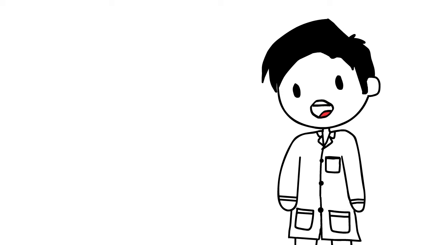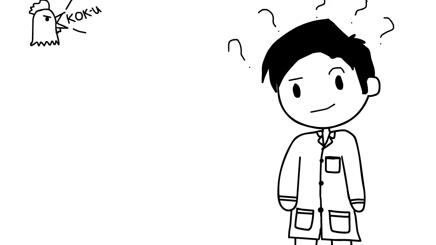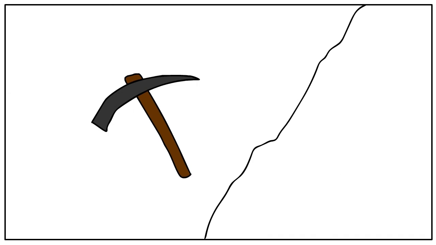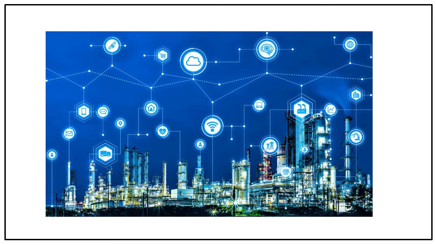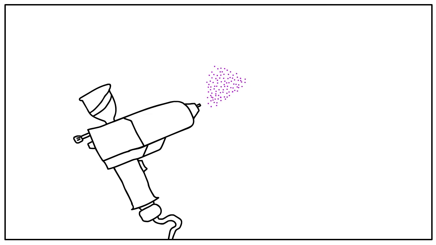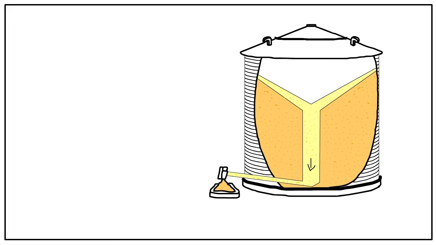Wow, really? It sounds so interesting. Can I ask where they are using it? It was used extensively in the coal mining industry and industrial applications such as powder coat painting or grain silos, to make sure that the grain flows smoothly to the outlet.